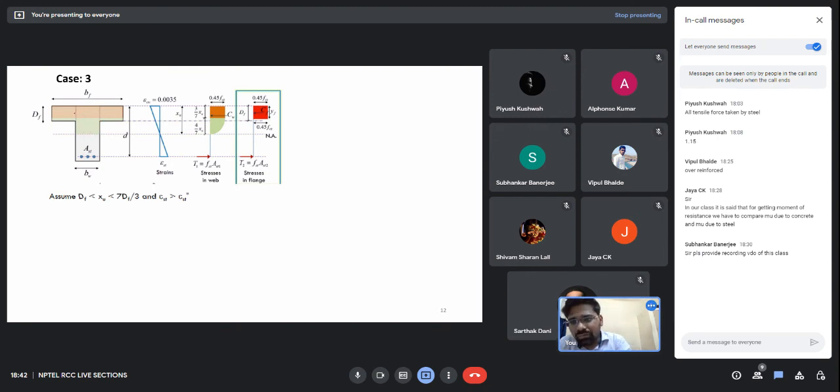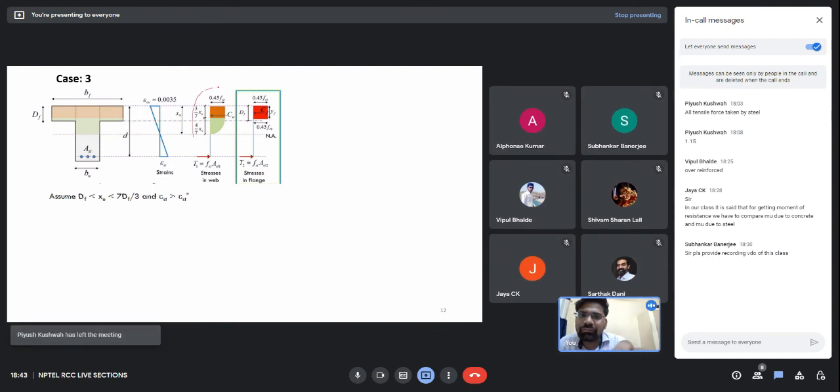The web part is always easy. The web will always behave like a rectangular beam. But when we come up to the flange, what will happen? In the flange, now we have the linear zone. So in the flange, I will show you, our stress variation will be like this. Sorry, let me delete it. So in the flange, this is the linear part, and the small part is parabolic like this.